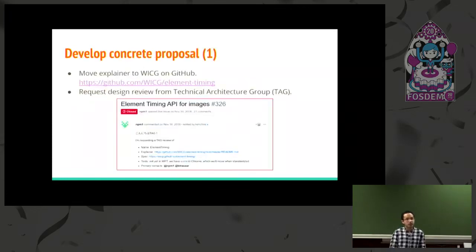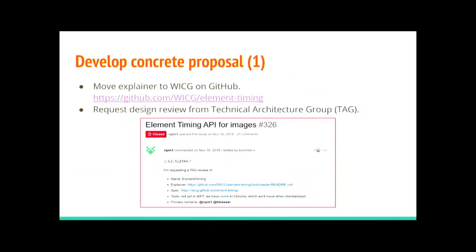Now, we have socialized the explainer, and ideally, we partner with people that are really interested in solving the same problem, and we develop a concrete proposal. Now, this proposal usually will live in WICG. That is kind of its purpose. The idea is that that is the place where we incubate new proposals before they become actual web standards.